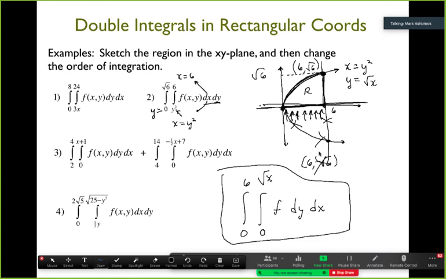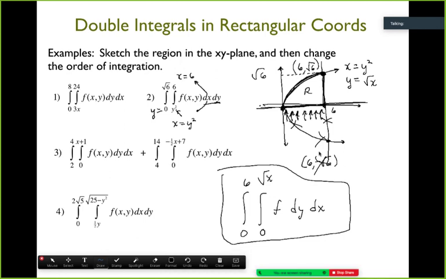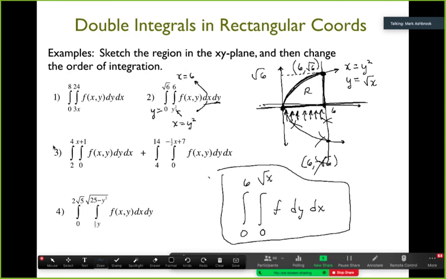Questions on that one? Okay, we got one more longer one here. This is a really good example. See if we understand it. I'm going to erase. Here we go.